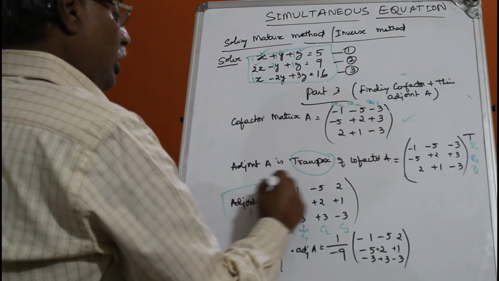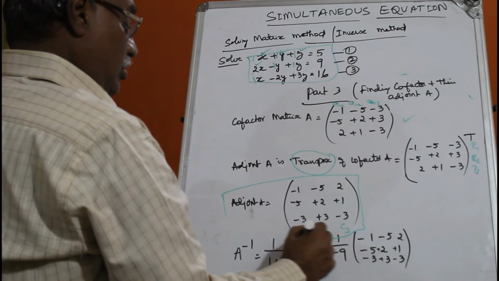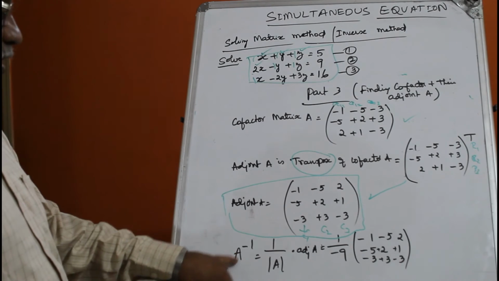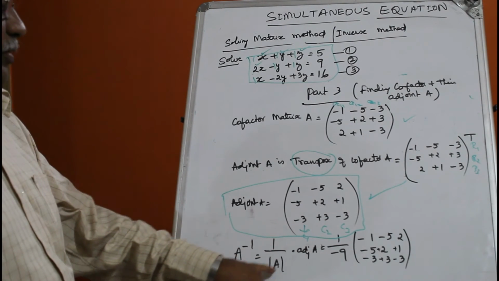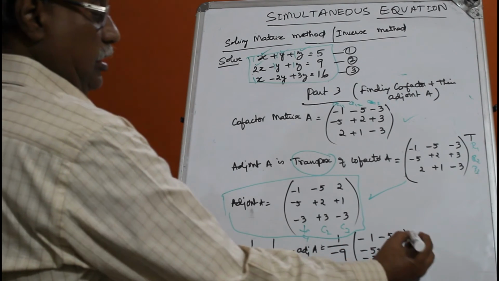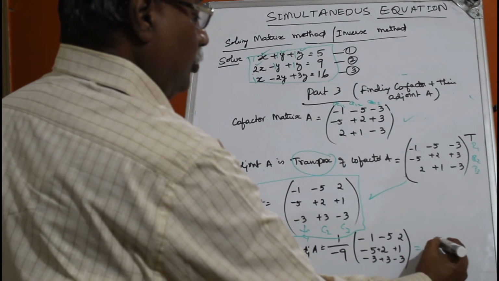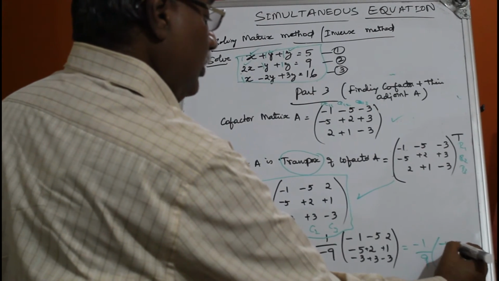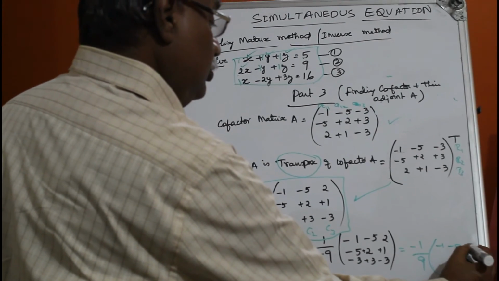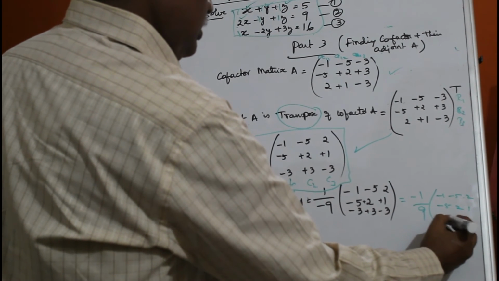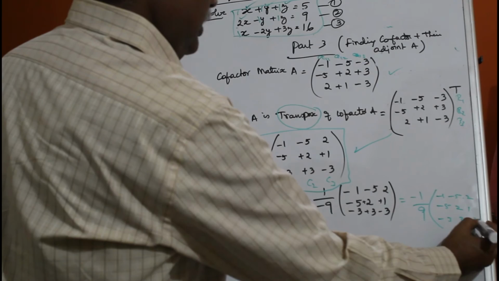Now this is called adjoint A. So this is only a lengthy process. After adjoint A, we know A inverse is nothing but 1 by determinant A into adjoint A. 1 by determinant A is minus 9. This you can write like this, minus you can put in the top. 1 by 9 into, you can write this, minus 1, minus 5, 2, minus 5, 2, 1, minus 3, 3 and minus 3.